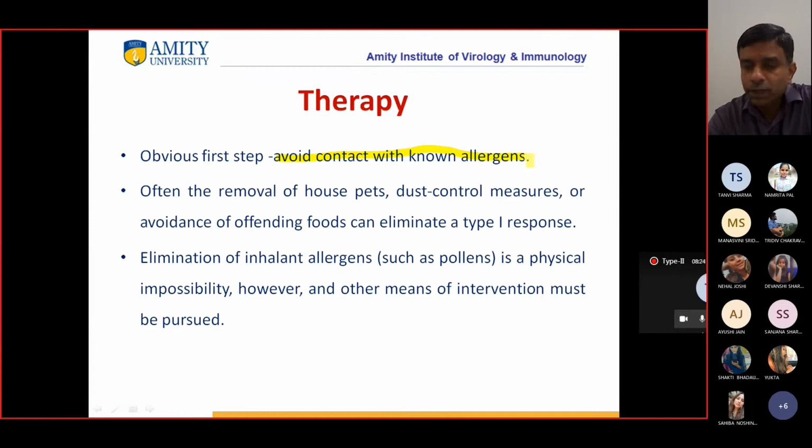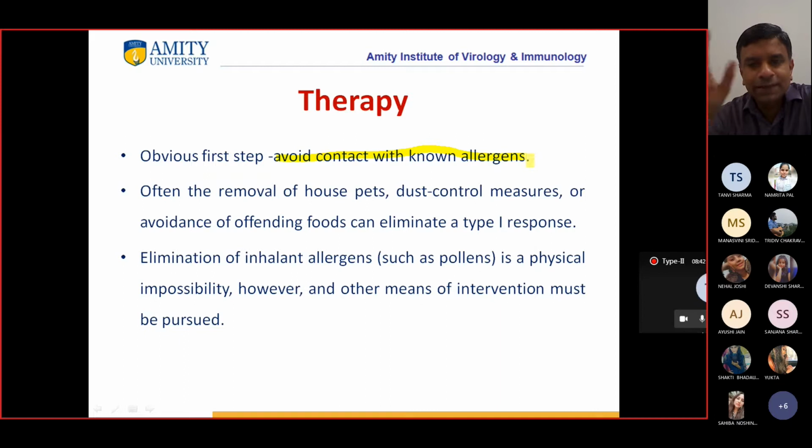So elimination of these allergens is a physical impossibility. You cannot do anything about it.